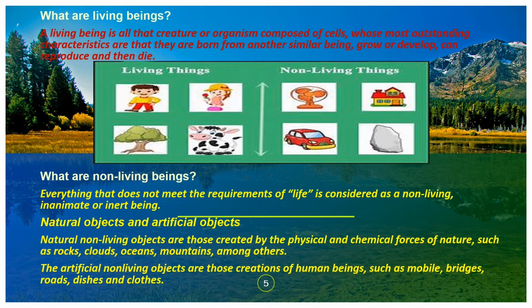You can see in the picture again that non-living things are a table fan, a house, a car, and a stone. Now, out of these four, three are artificial non-living objects, and one of them is natural. So the rock is the natural non-living object, whereas a table fan, house, and a car are artificial non-living objects as they are created by human beings.